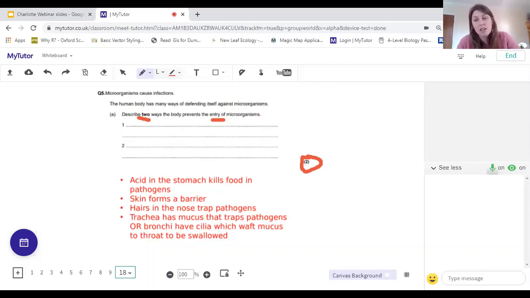And I'd highly recommend as well going online and getting a copy of the specification. You can if you Google it. And then you can have a look at what they say that you need to know. It doesn't include absolutely everything down to the last detail, but it does include an idea of what you need to know.